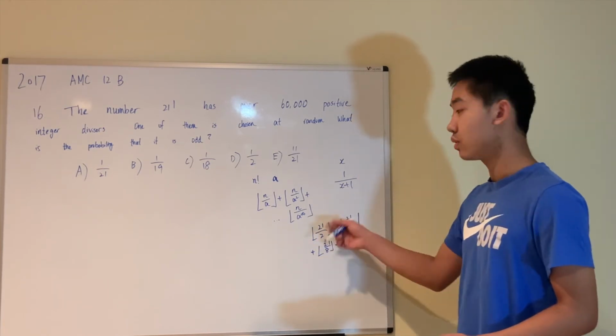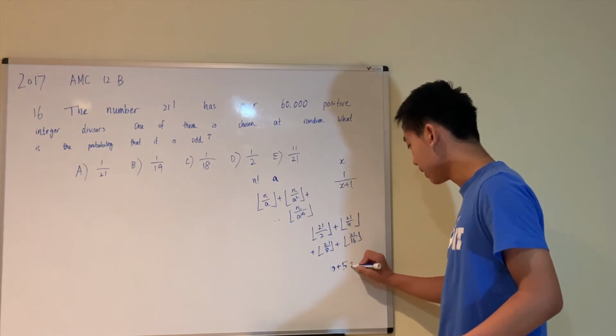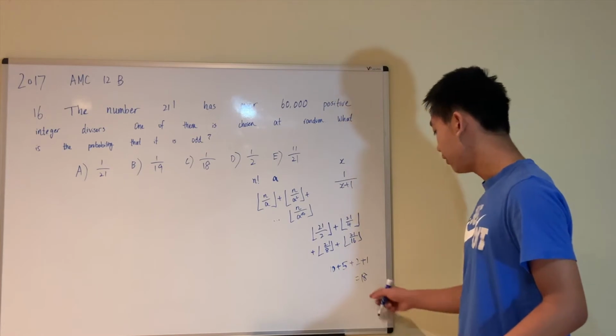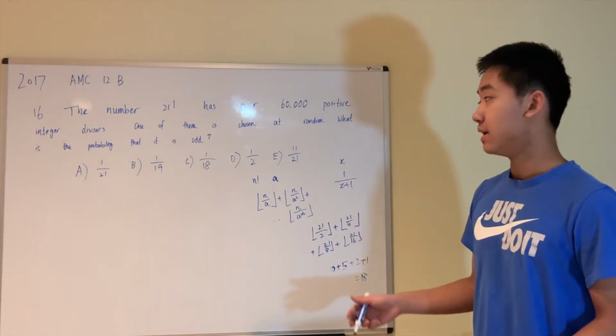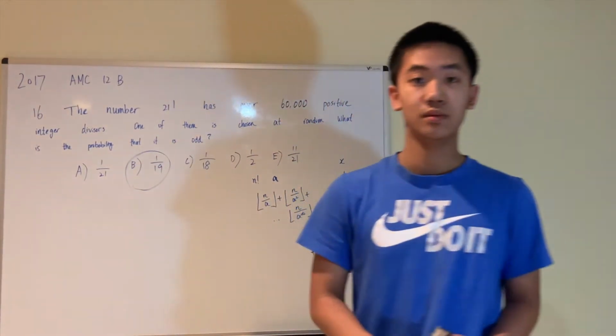So the floor function of 21 over 2 is going to be 10, plus 5, plus 2, plus 1, which is 18. If we plug 18 back into this equation, we're going to get 1 over 19, and that becomes our answer. So the probability is 1 over 19, which is B.